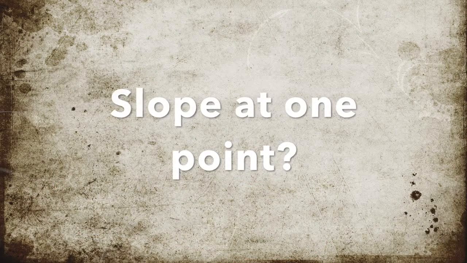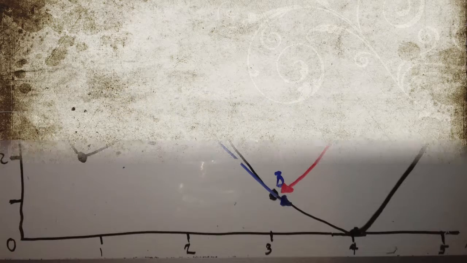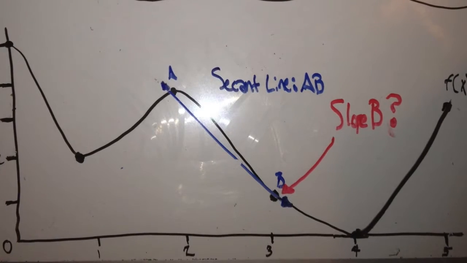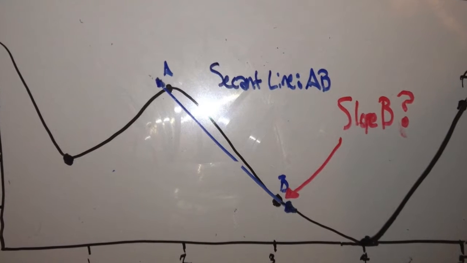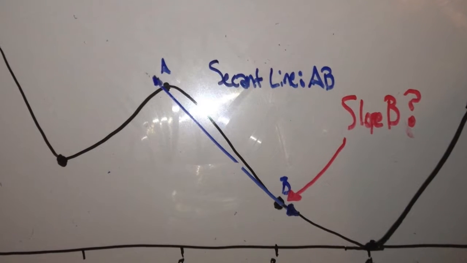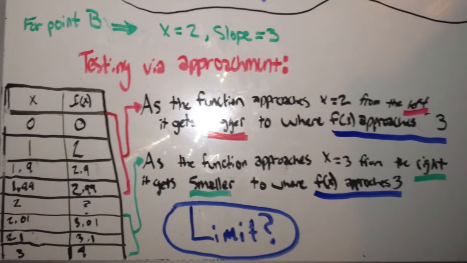Because we now know how to find slope at 2 points, we come back to our main question, or our main idea, of how we find the slope at 1 point. Doing so, reading from the same graph, we will be able to find the 1 point using approachments or limits. So for point B at x equals 2, we know that the slope is 3. To test this for approachment, you can see the grid on the left-hand side of the page.